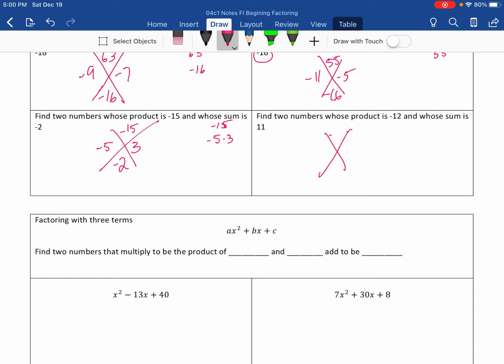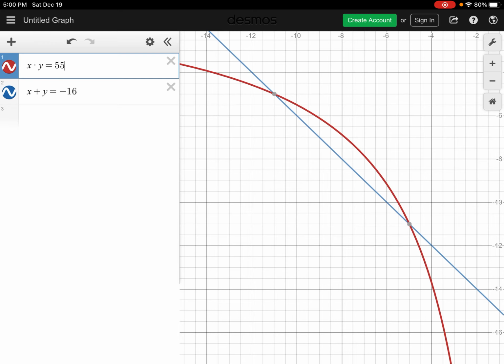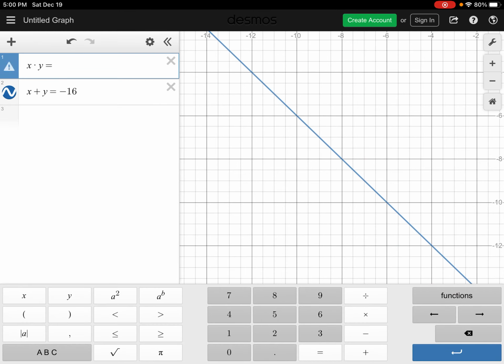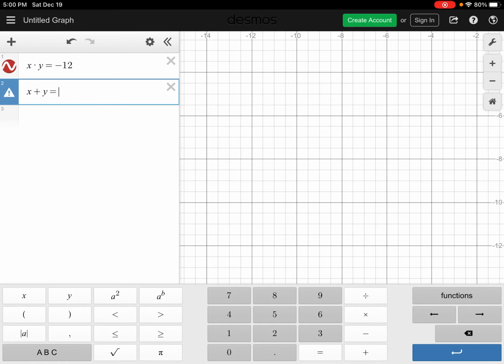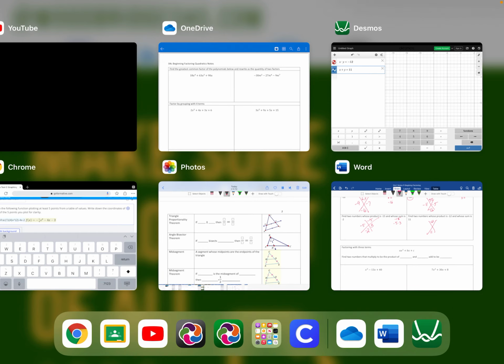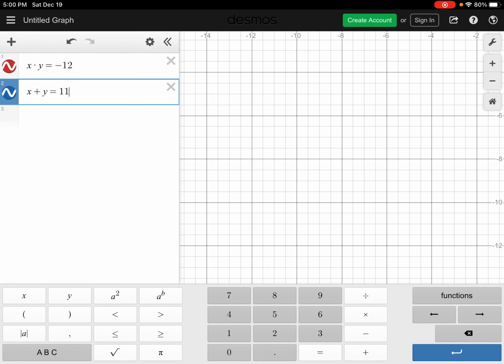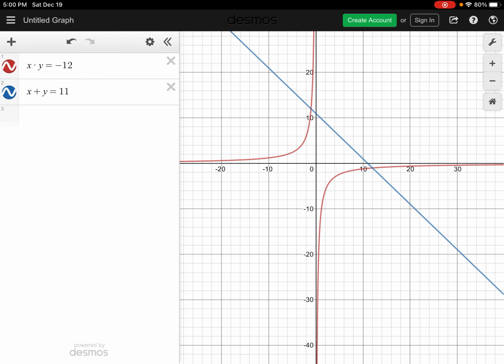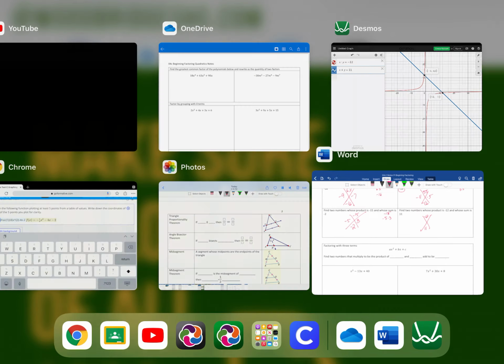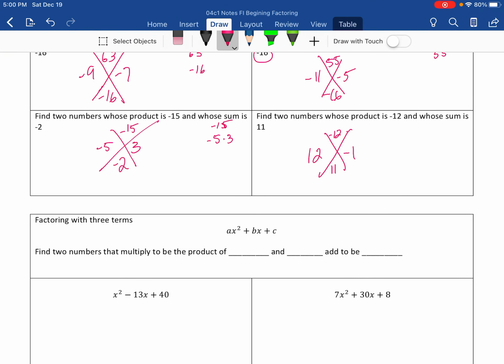Last one, it says find two numbers whose product is negative 12 and whose sum is 11. So I can go into Desmos, product is negative 12 and whose sum is 11. Is it negative 11? No, it's just 11. Okay, and so we zoom out and I look at it, and it's going to be negative 1, 12, or 12, negative 1, which are the same thing.